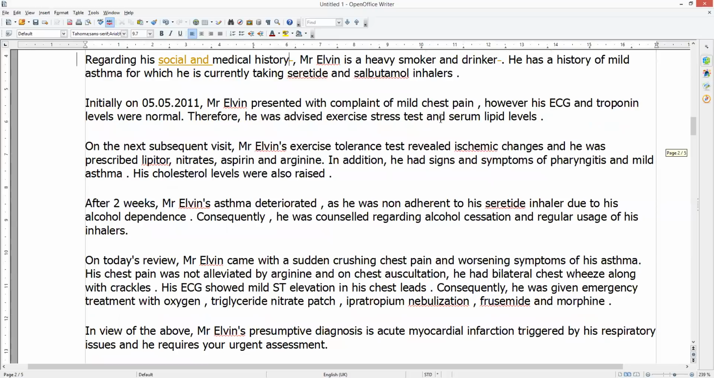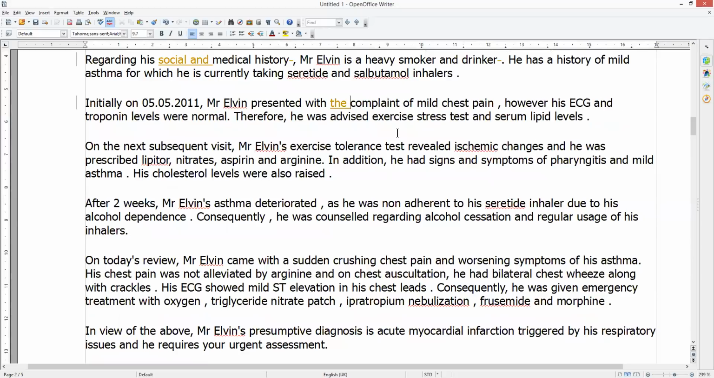Initially, Mr. Alvin presented with complaint. Either with a complaint or a specific complaint, or complaining of. Okay, so we need an article or make it a continuous verb: presented with the complaint of mild chest pain. ECG levels were normal, therefore he was advised what? He was advised to take an exercise stress test, no idea what that means. That's not clear to me at all. Who's advising who to do what? That's not very clear. On the next visit, well, subsequent next, it's basically the same. So repetition, a tautology, we don't need it.